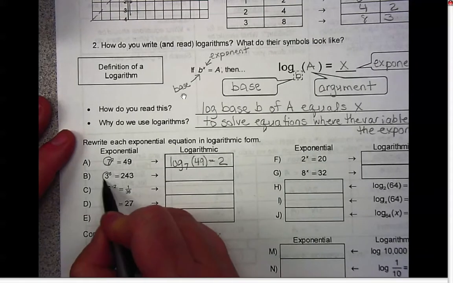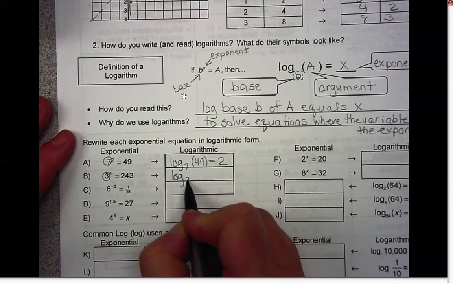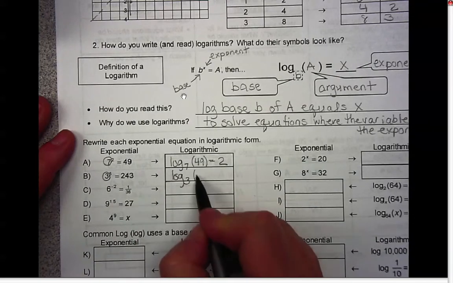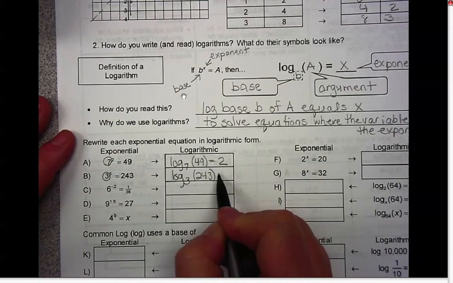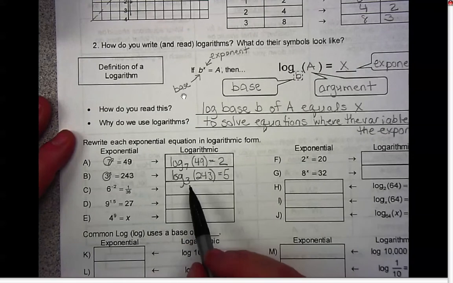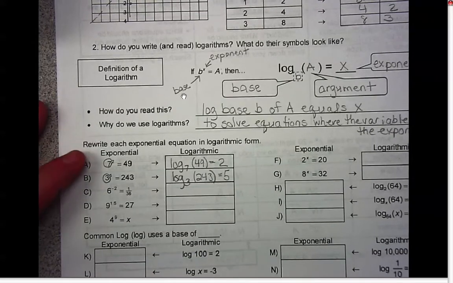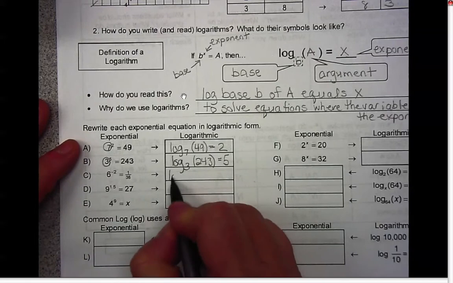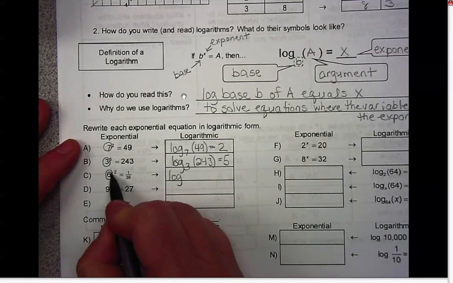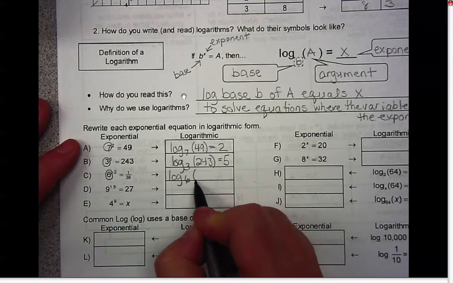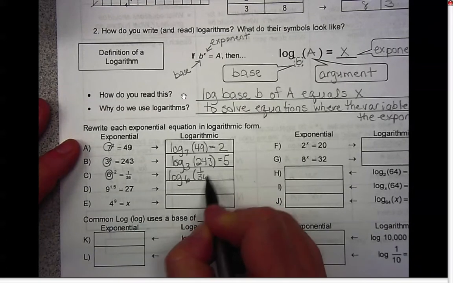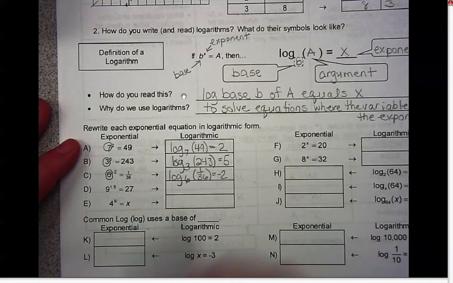Okay, start with this base, log base 3 of 243 equals 5. What this means is, of course, that 3 to the 5th power equals 243, and 7 to the 2nd equals 49. This one, here's your base, log base 6 of 1 over 36 equals negative 2. I'm going to let you finish these all the way to here.